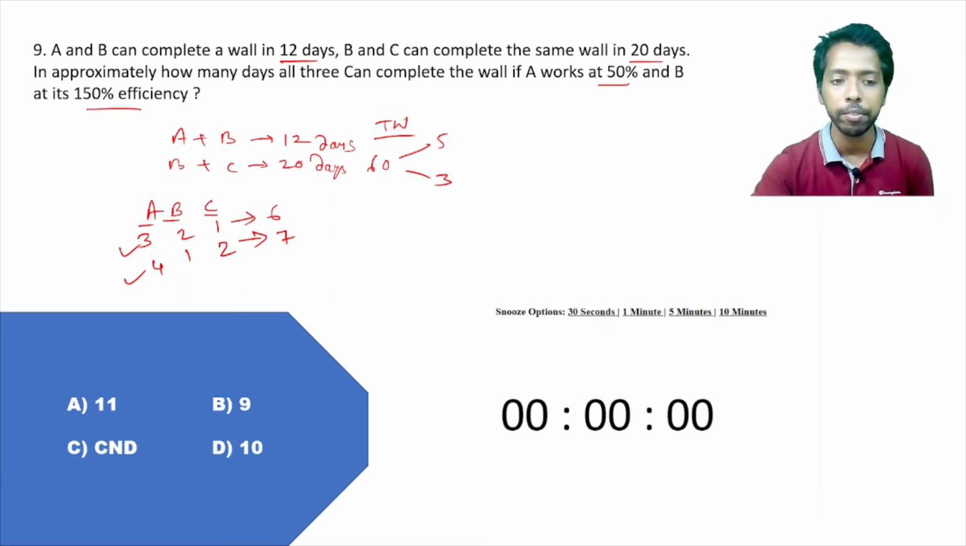You cannot confirm the individual efficiency of A, B and C, so this is absolutely of no use. In the approximation case, where one works at 50% and the other at 150% of original efficiency, this is absolutely of no use. So option C is the correct one, right? Okay. Moving to the next one here.